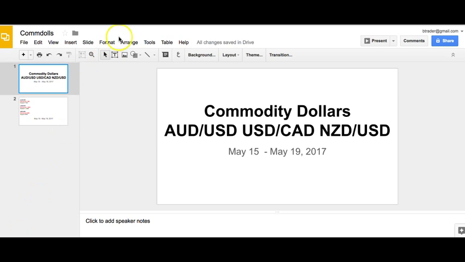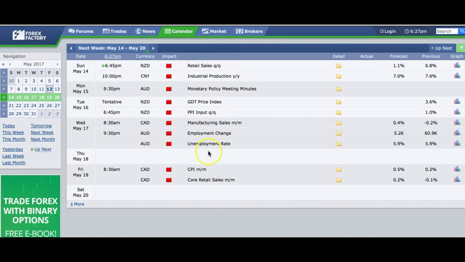Commodity dollars certainly take center stage as far as news flow goes. We have the monetary policy meeting minutes out of Australia. We have the Australian employment, which is going to be very important, inflation data and dairy data out of New Zealand, and retail sales and inflation data out of Canada. So actually a lot more. And to boot, also Chinese industrial production. All of this should have a little bit more of a material impact on the commodity dollars.